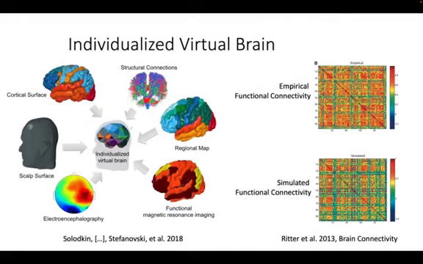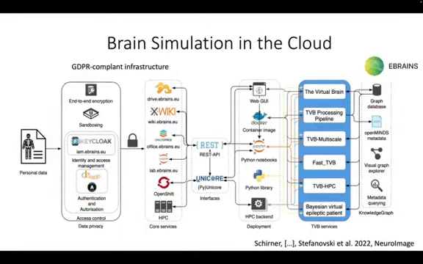Here you can see how simulations with the virtual brain can reproduce empirical patterns as observed in functional connectivity measured with BOLD functional MRI, just by simulating the activity based on structural connectivity and the underlying mathematics. It is also available as a cloud service, so it's fully usable in EBRAINS, the platform of the Human Brain Project, and there you can perform simulations on supercomputers and in a GDPR compliant framework.